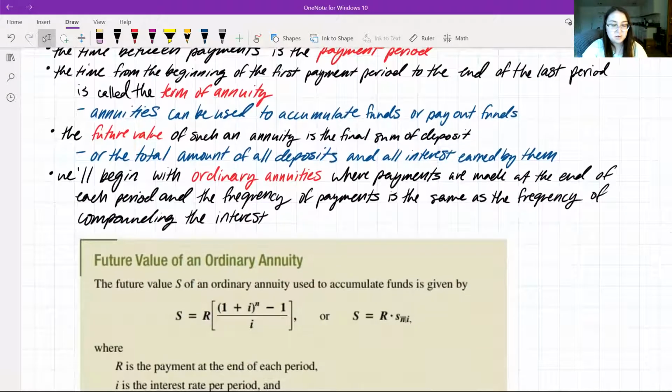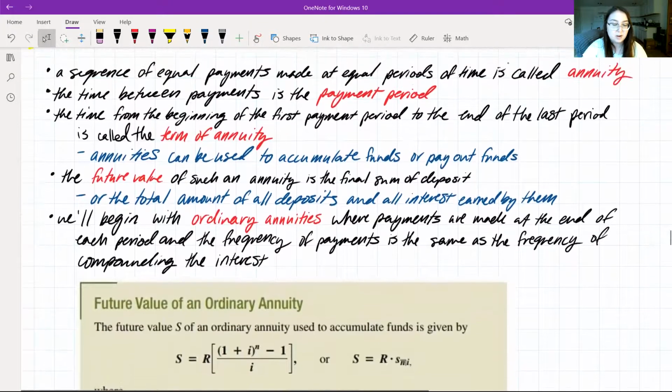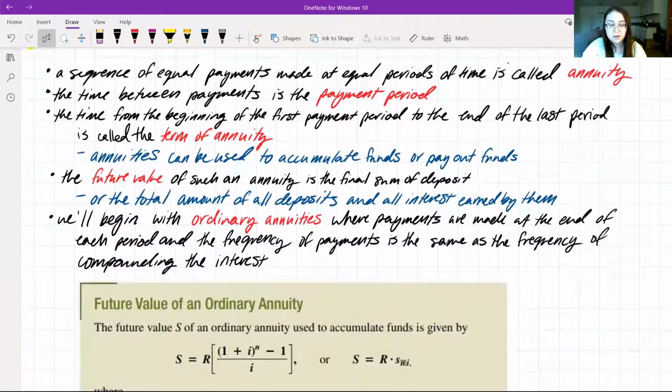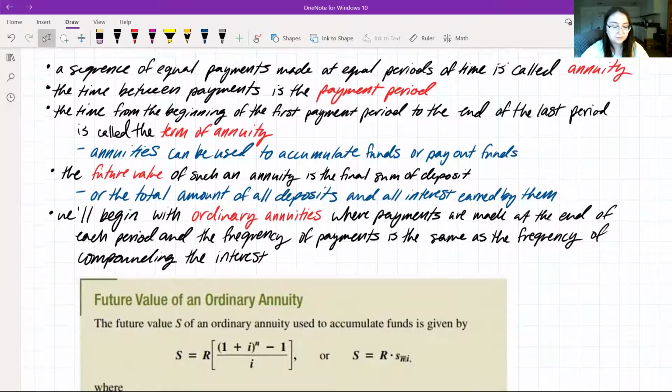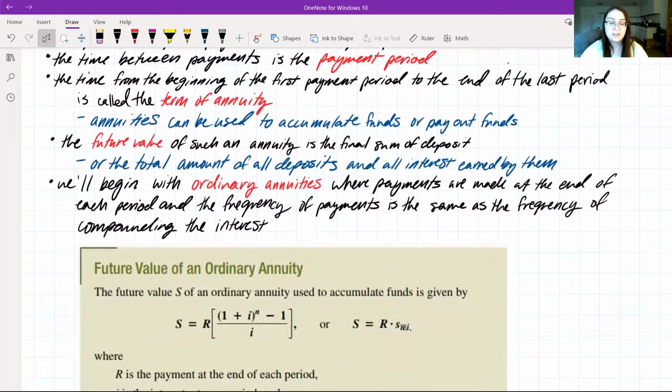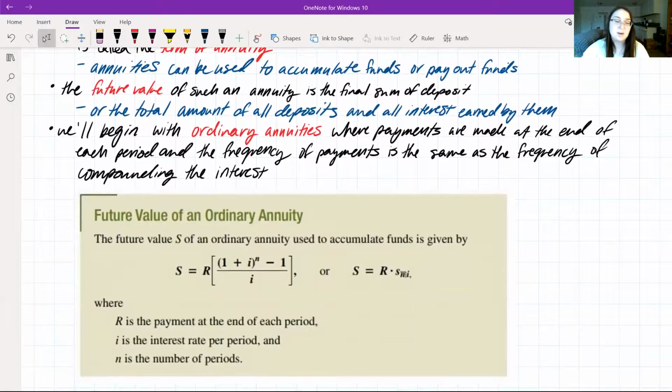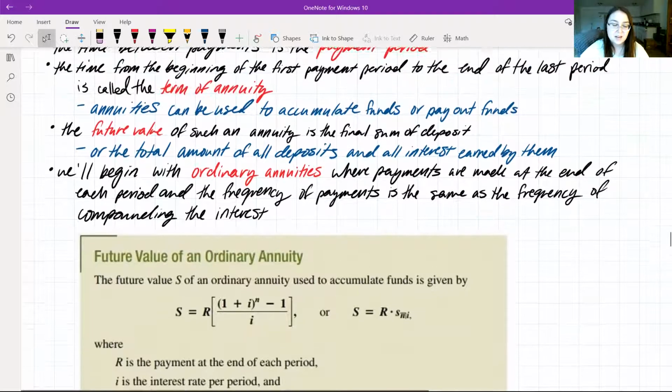The future value of such an annuity is the final sum of deposit, or the total amount of all deposits and all interest earned, because this amount is going to be making interest. We'll begin with ordinary annuities, where payments are made at the end of each period, and the frequency of payments is the same as the frequency of compounding the interest. So our payments and our compounding of interest are going to be the same. If one of them is monthly, the other one will be monthly. If one is quarterly, the other one will be quarterly. And that's kind of what we're thinking of.